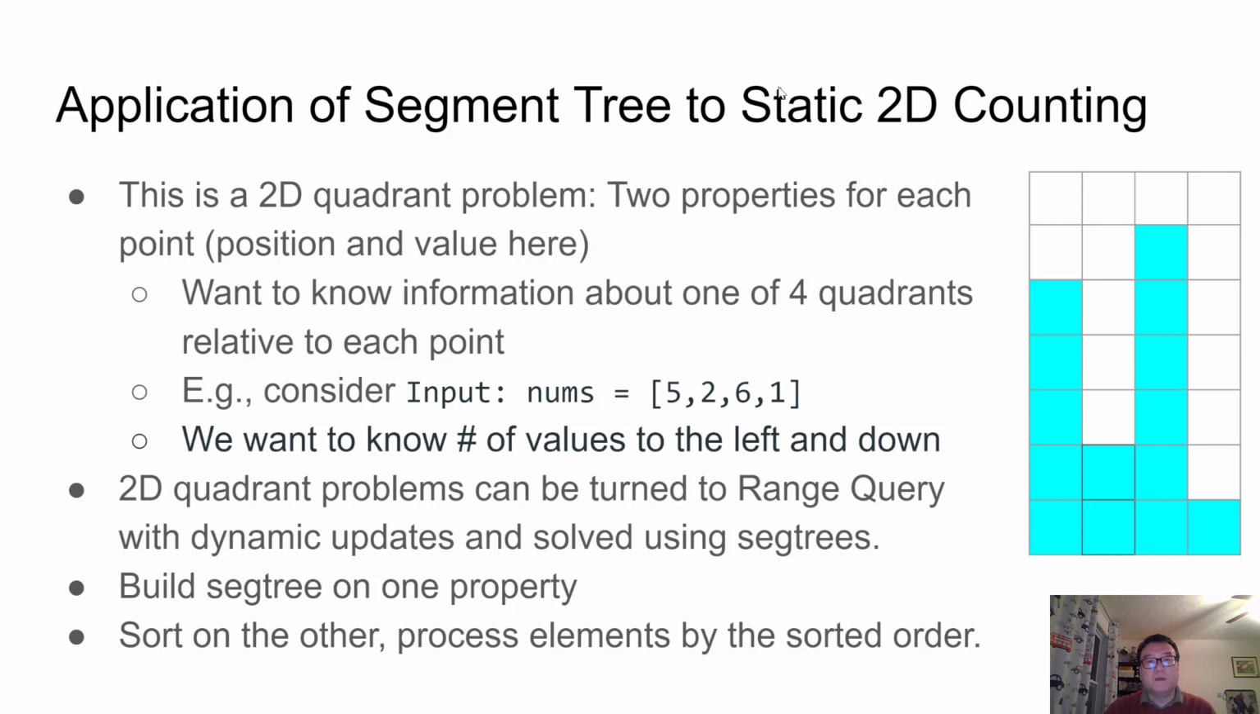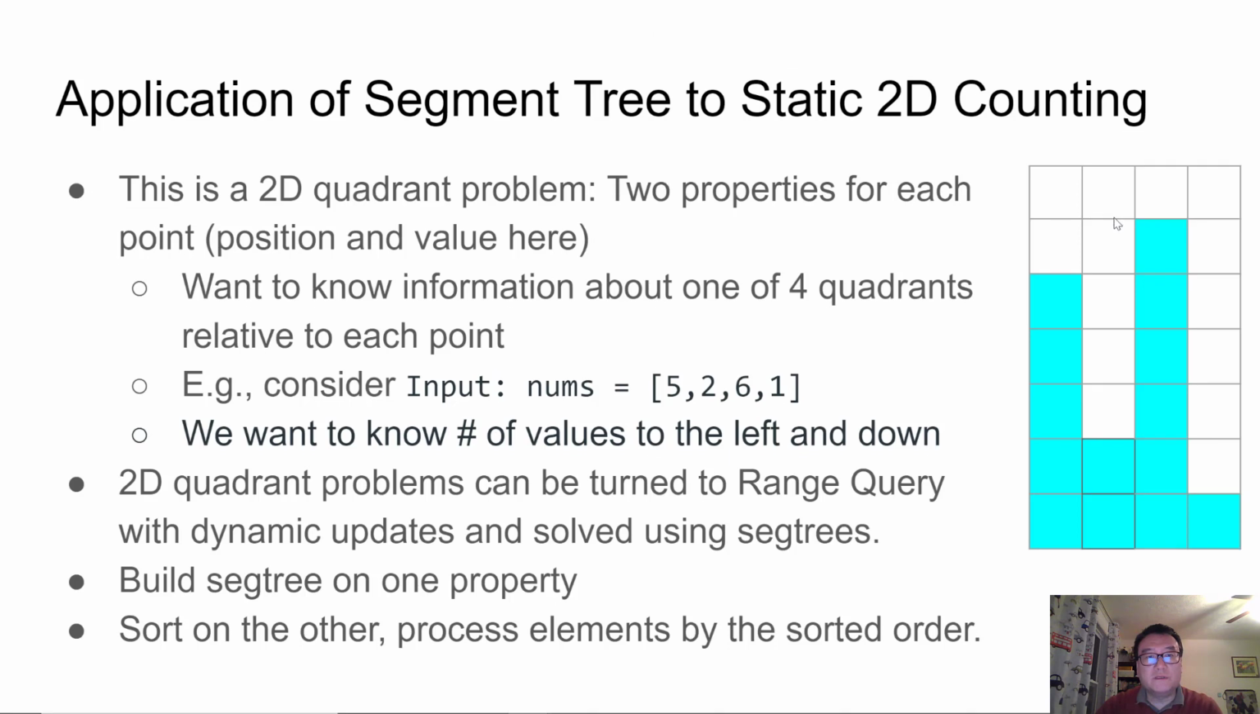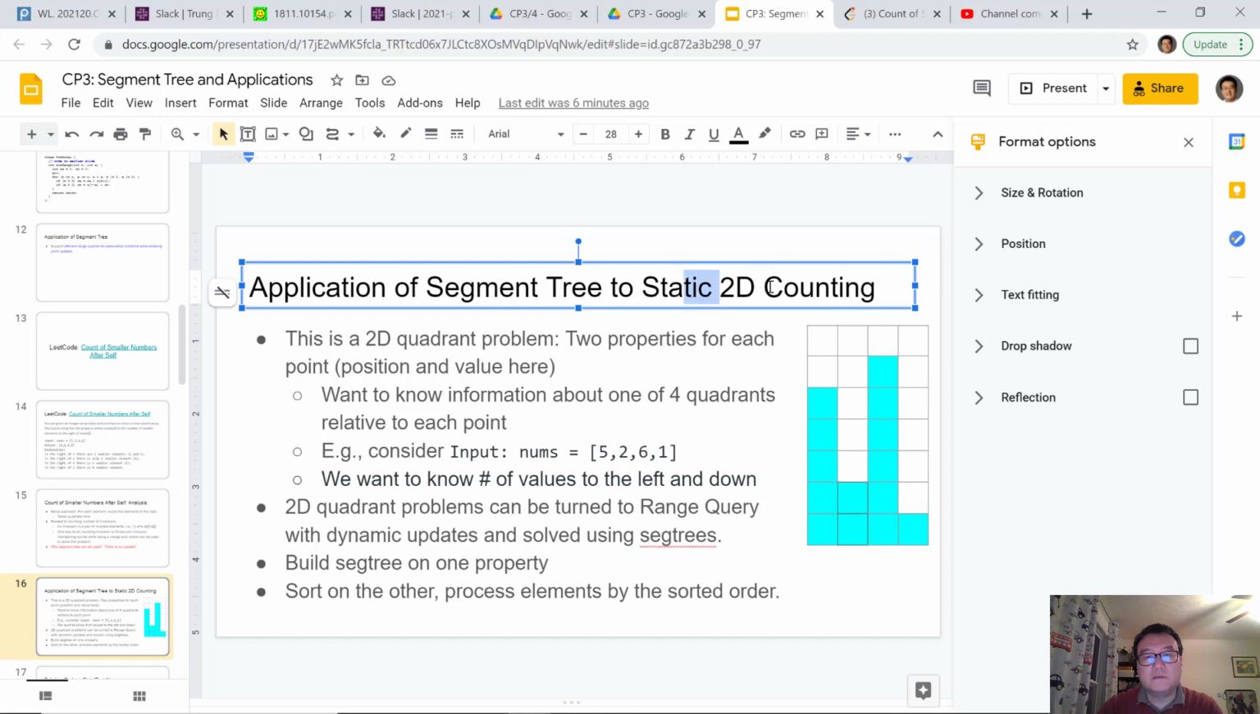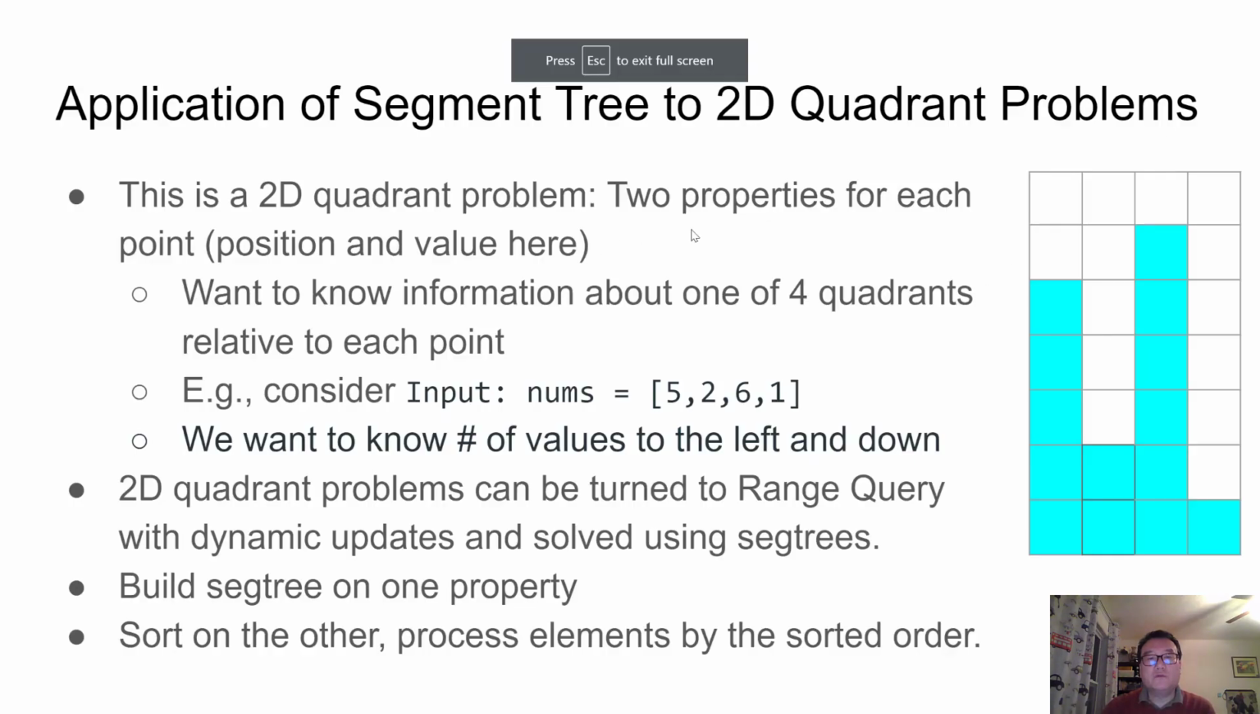So I view this as a second major application of segment tree. I coined the term 2D quadrant problem. The 2D quadrant problem is: we are given a bunch of points in 2 dimensions, and for each point we want to find out information about the points in one of the 4 quadrants relative to that point. So let's look at why this problem is a 2D quadrant problem.